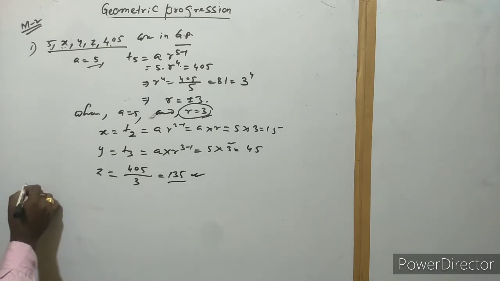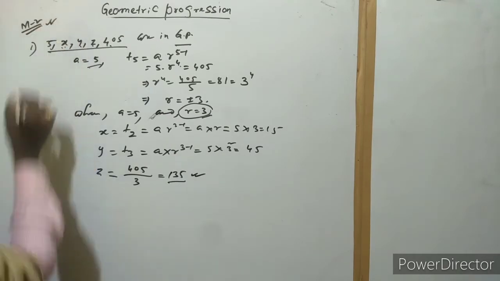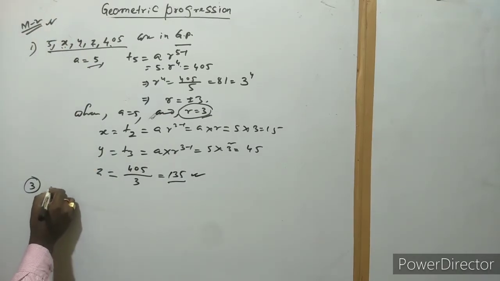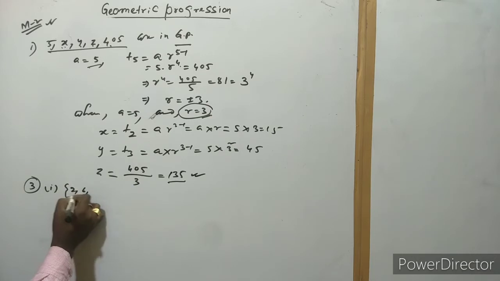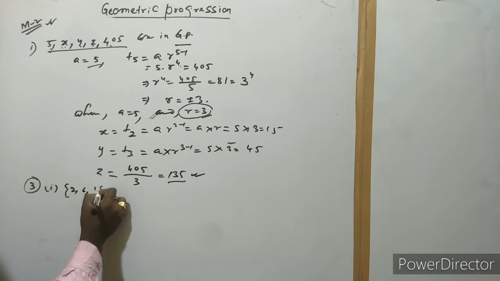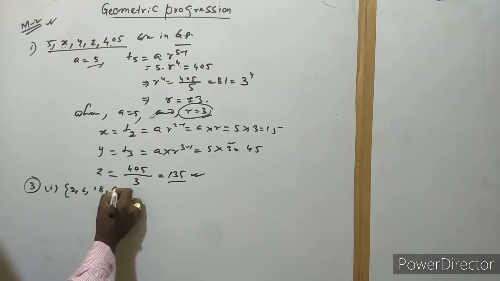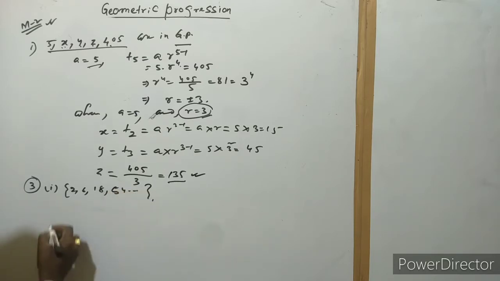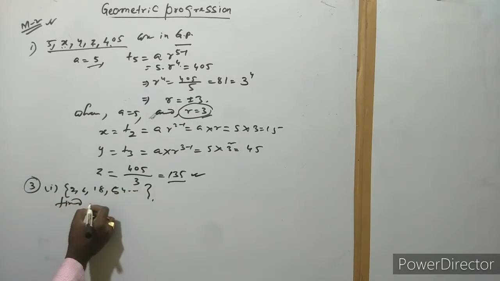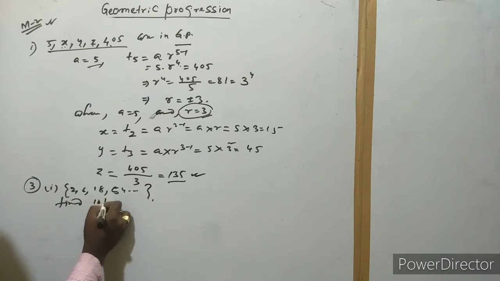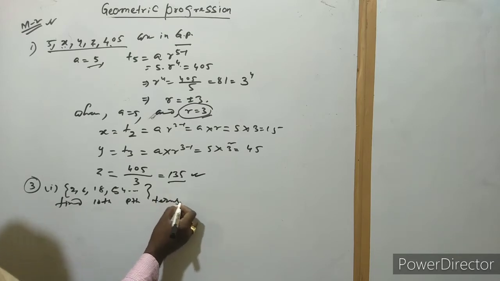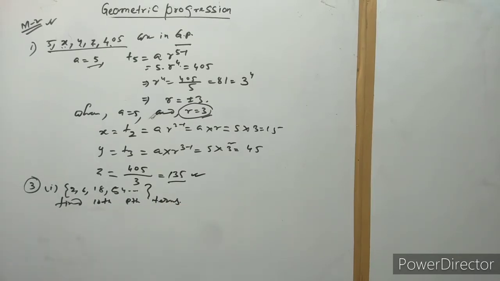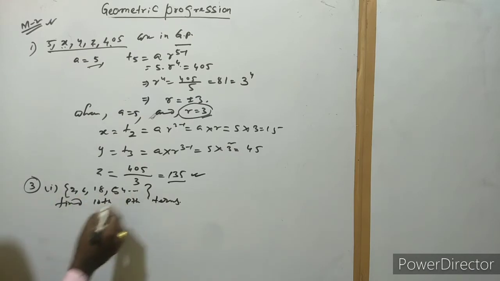And now the third question. Now in the marks 2 part we have to find the solution of the third number question, Roman 1. It is given the series 2, 6, 18, 54. Find the 10th and 5th term of the GP. This is the GP we see here.